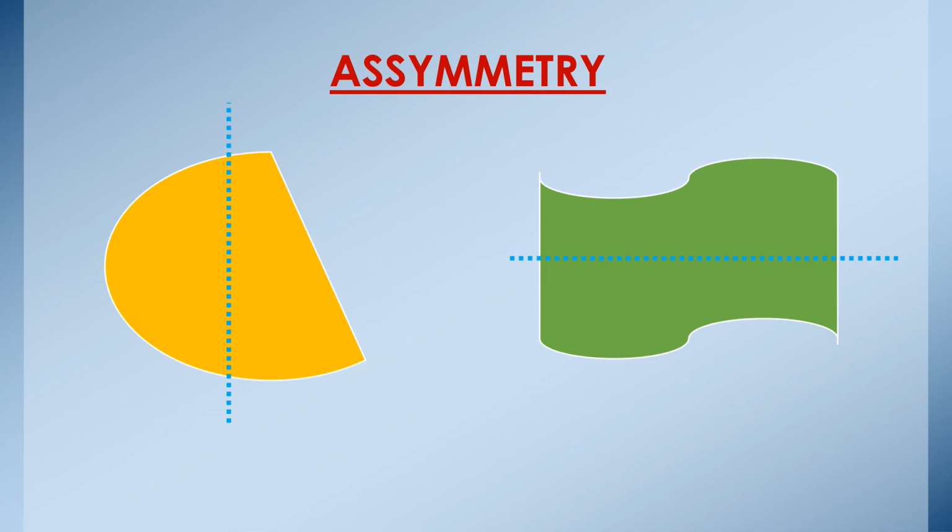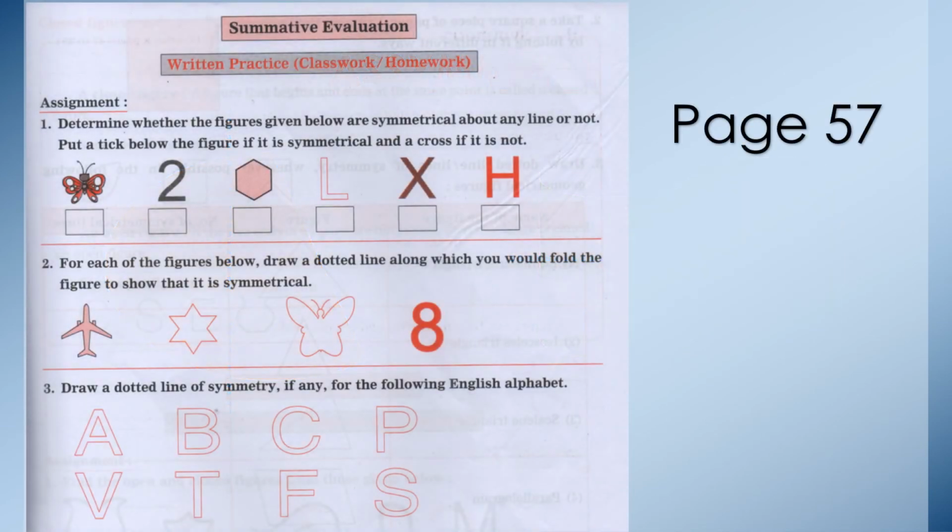These are asymmetrical figures. Workbook page 57. Determine whether the figures given below are symmetrical about any line or not. Put a tick below the figure if it is symmetrical and a cross if it is not.